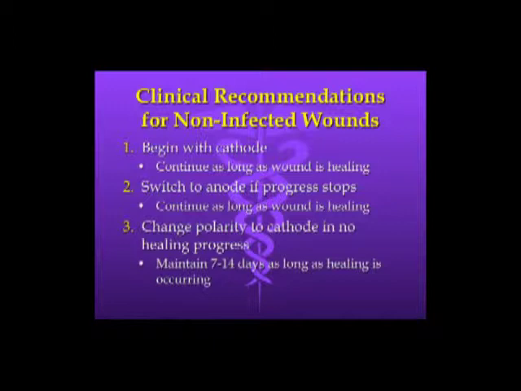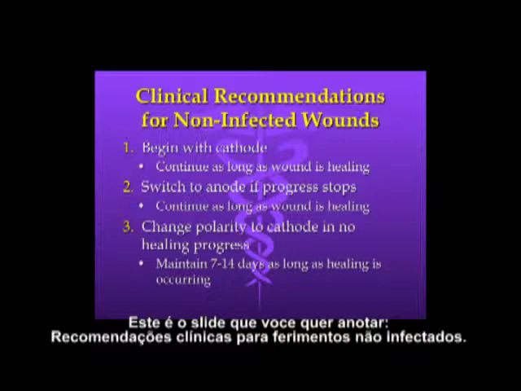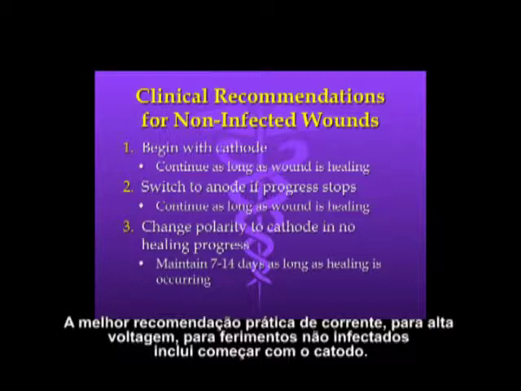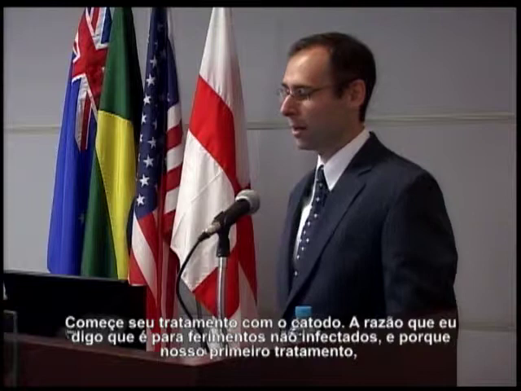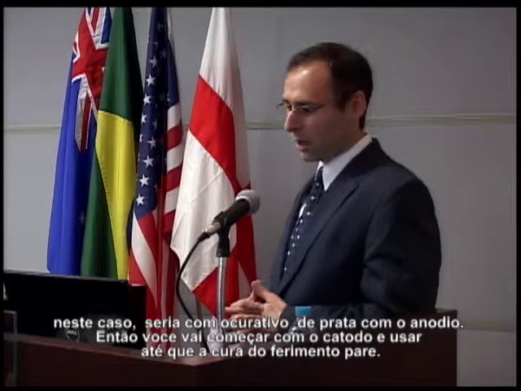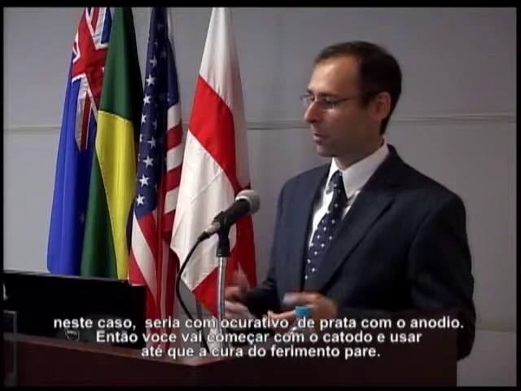So this is the slide you want to write down. Clinical recommendations for non-infected wounds. Because of the many discrepancies between data related to polarity, some of the recommendations are evidence-based, some are best practice. Okay? So current best practice recommendations for high volt for a non-infected wound include: begin with the cathode. You start your treatment with the cathode. The reason I say for a non-infected wound, because our first treatment in that case would be a silver dressing with the anode, right? So you're going to start with the cathode and use it until wound healing stops.